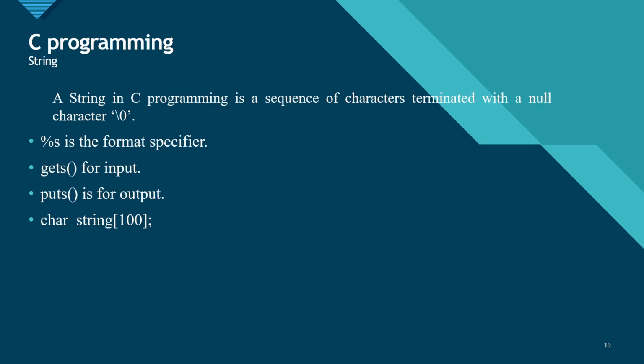Now string. A string in C programming is a sequence of characters terminated with a null character. Percent s is a format specifier. For input, we use gets for input and puts for output. And this is how we declare a character string array: character, the string array name, with the capacity of the string array.